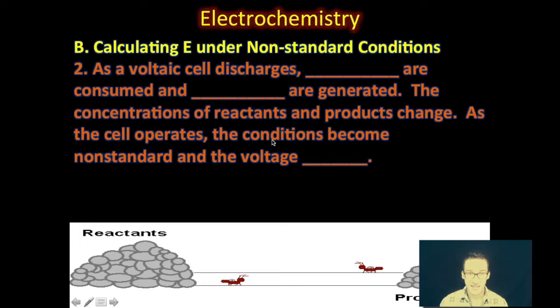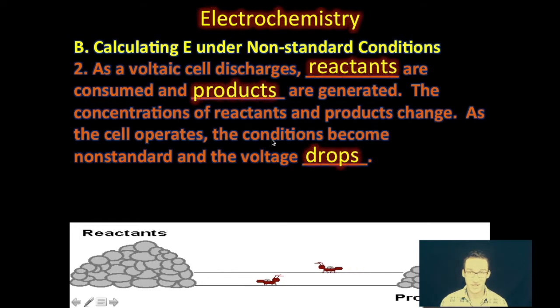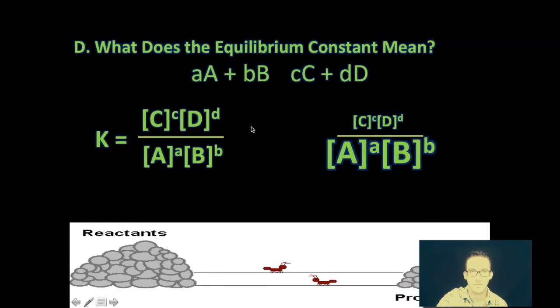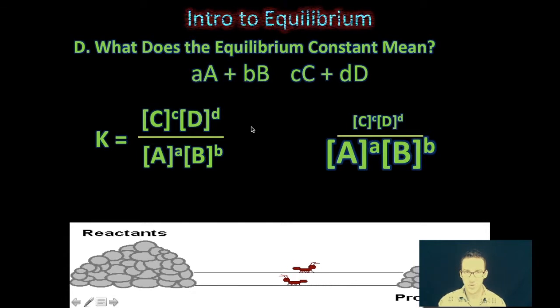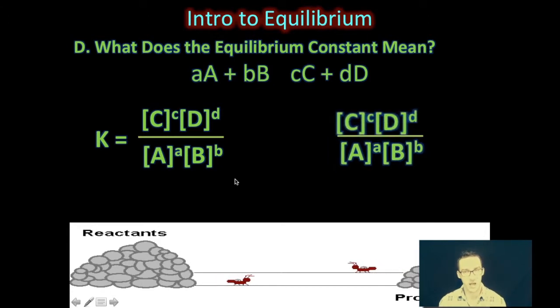It's important to note that as a voltaic cell discharges, think of a battery, your reactants are consumed and your products are generated. And so the concentrations of your reactants and products are going to change. As the cell operates, the conditions become non-standard, and the voltage is going to drop. So again, going back to our equilibrium constant expression, initially you may have a lot of reactants typically when you're starting your reaction, but as that reaction proceeds, the concentrations of your reactants are going to change, and therefore you're not going to be at standard conditions.